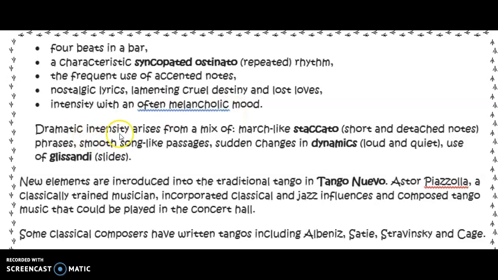The key elements of a tango are 4 beats in a bar, syncopated ostinato patterns, frequent use of the accented notes, the marcado, nostalgic lyrics lamenting cruel destiny and lost loves, and intensity with an often melancholic mood. Okay. Dramatic intensity arises from a mix of march-like staccatos, phrases, smooth song-like passages, sudden changes in dynamics, and use of glissandi. And then they mention the new form, the tango nuevo. And then again, that composer Astor Piazzolla. Go and listen to the Libertango.